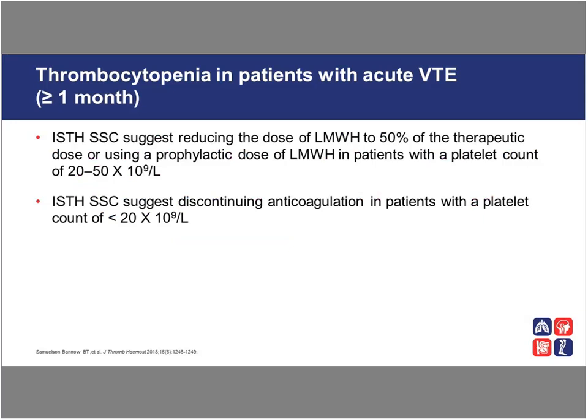And here we have the ISTH-SSC that tells us what they suggest in guiding us beyond the 1 month, so after that first 4 weeks where the risk of recurrence is not as high, and at that point, if our patients have platelet counts between 20 and 50, we can consider using an intermediate or a prophylactic dose of low molecular weight heparin, and below 20, it's suggested to not use low molecular weight heparin.